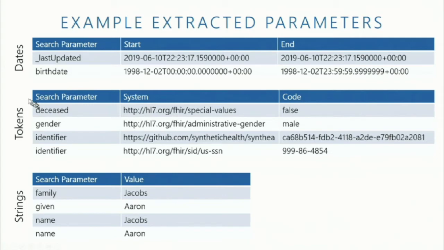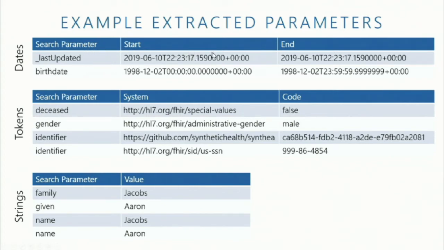So you can see here from that resource, if we run those extractors against it, you get something like this. You get a few dates, so the last updated time, and the birth date. For dates, you notice that there's actually a range. All dates in a FHIR server are stored as ranges, depending on the precision that's specified. So the birth date really is that whole day that the person was born.